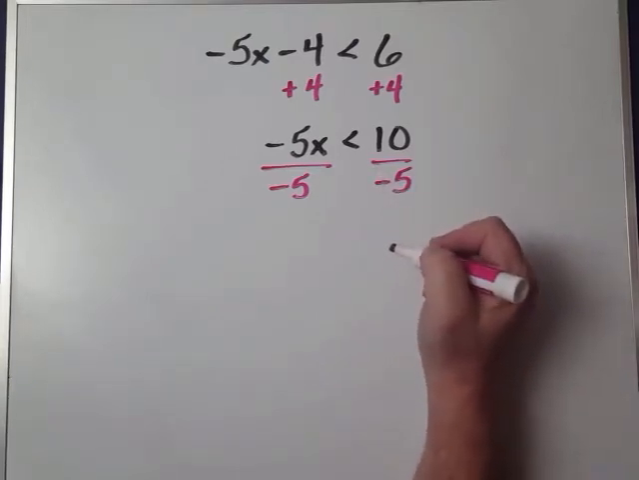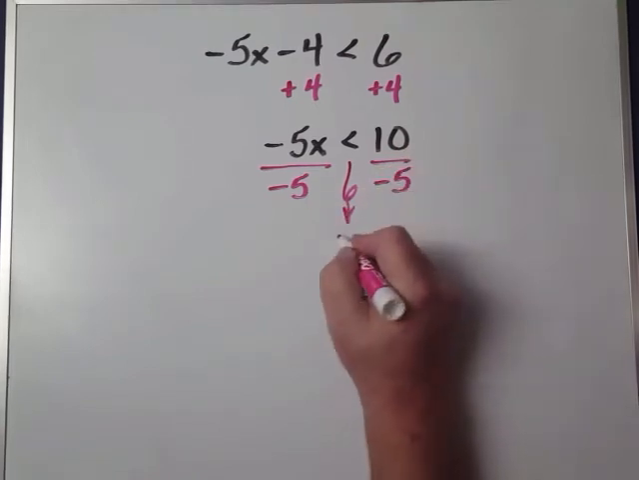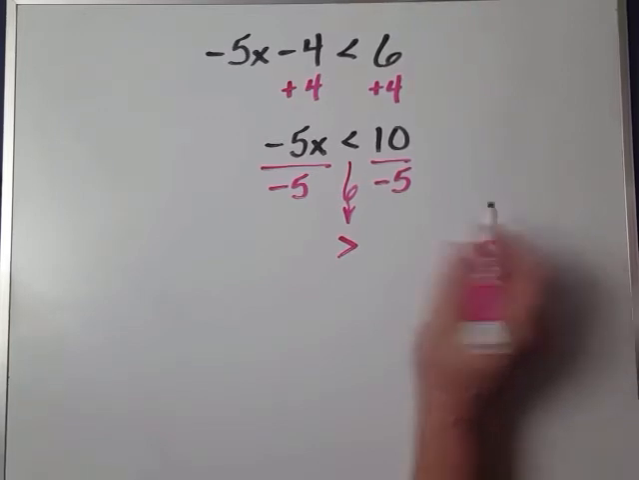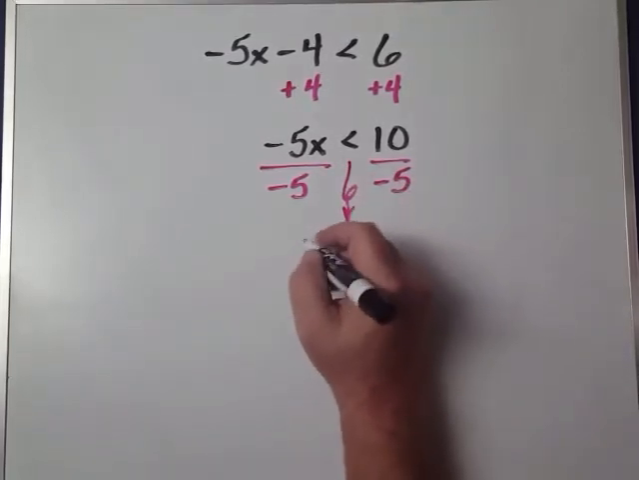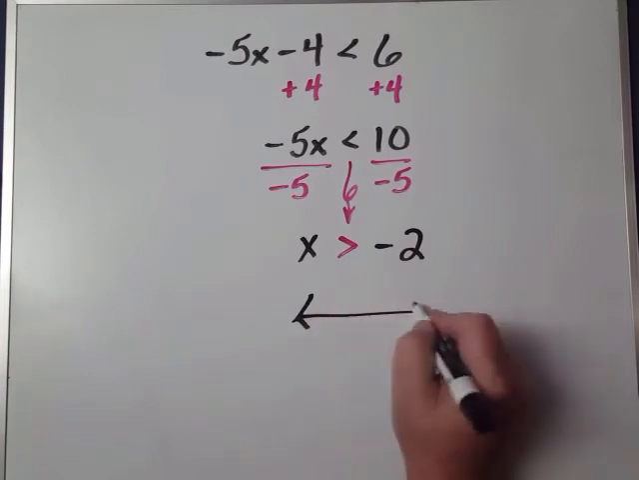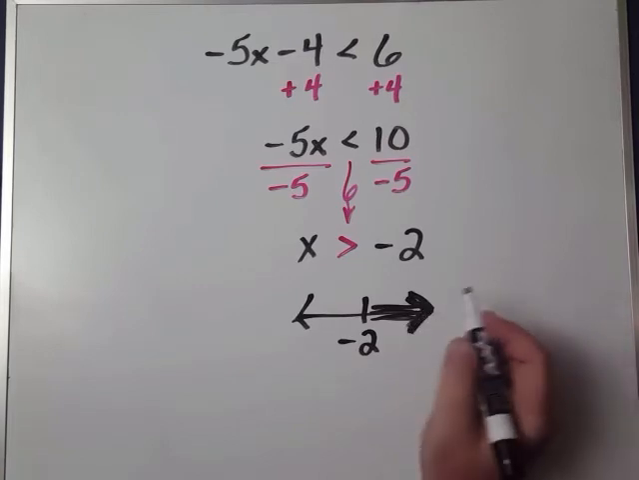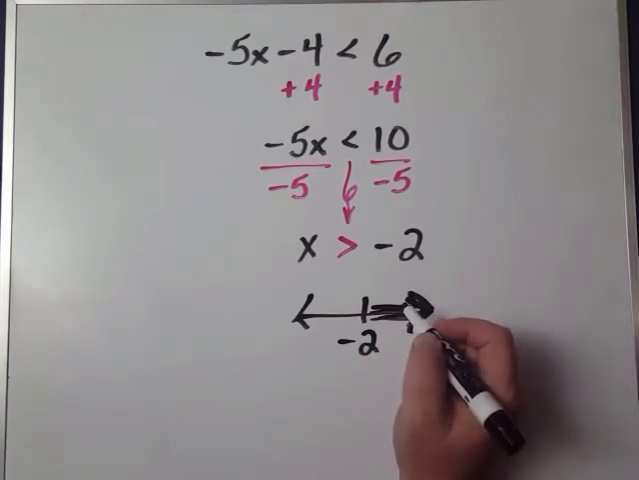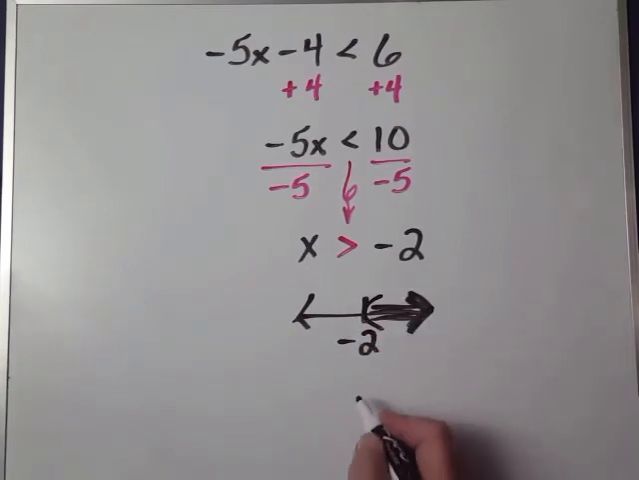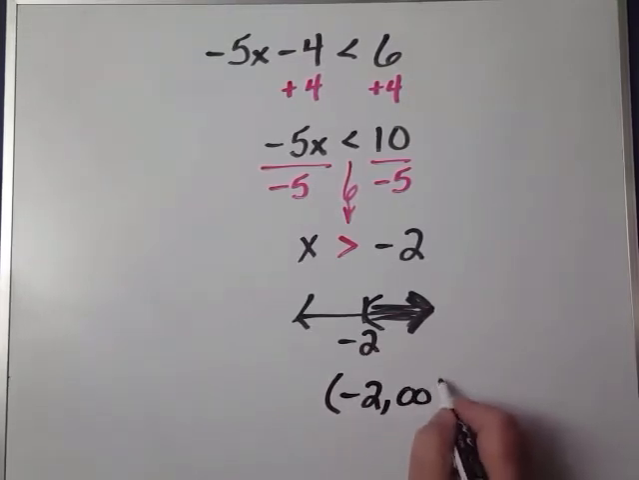And so we're seeing it now. We've divided both sides by a negative. That requires that we switch the sense, or the direction, of our inequality. Our less than becomes a greater than. And our solution will give me x is now greater than negative 2. My graph is everything above, or to the right of, negative 2 on my number line. There's no equal bar, so I use a parenthesis on my graph. And my interval is the open interval from negative 2 to positive infinity.